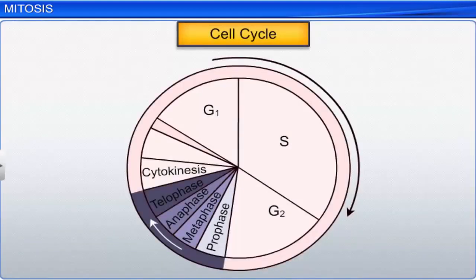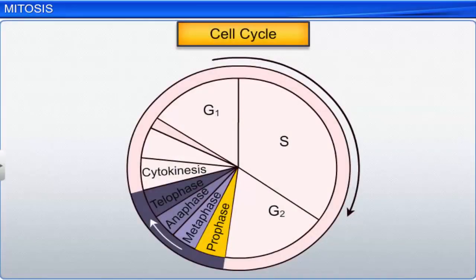Mitosis is a continuous process. However, for convenience, it is divided into 4 stages of nuclear division, namely prophase, metaphase, anaphase, and telophase. Prophase is the first phase of mitosis and follows the S and the G2 phases of interphase.